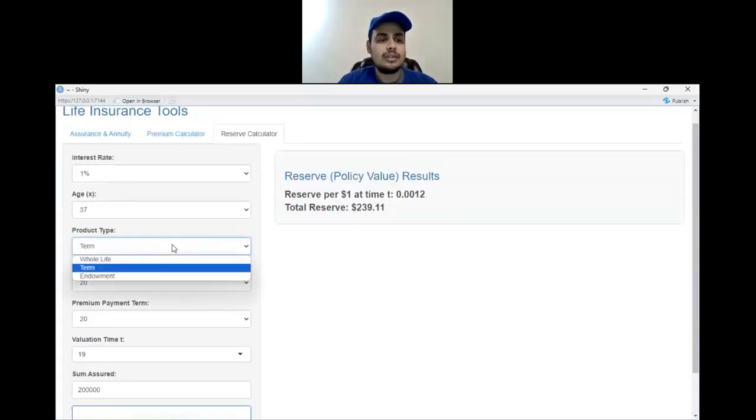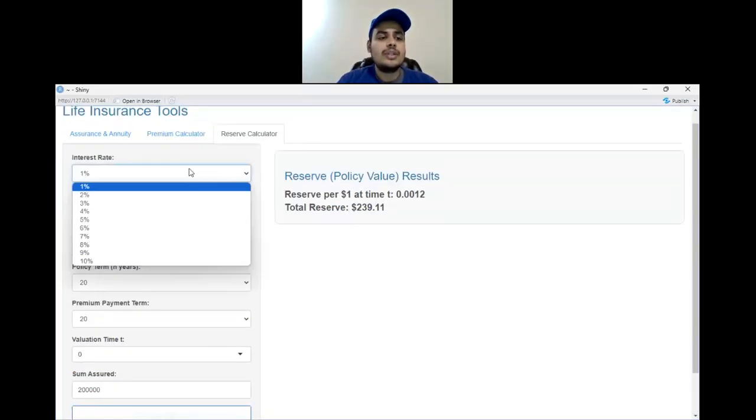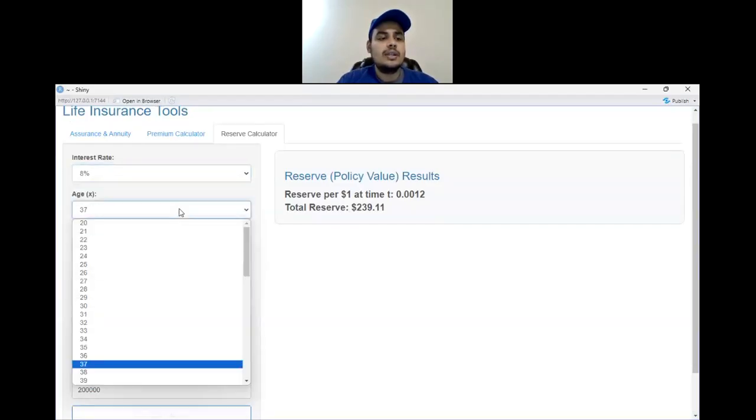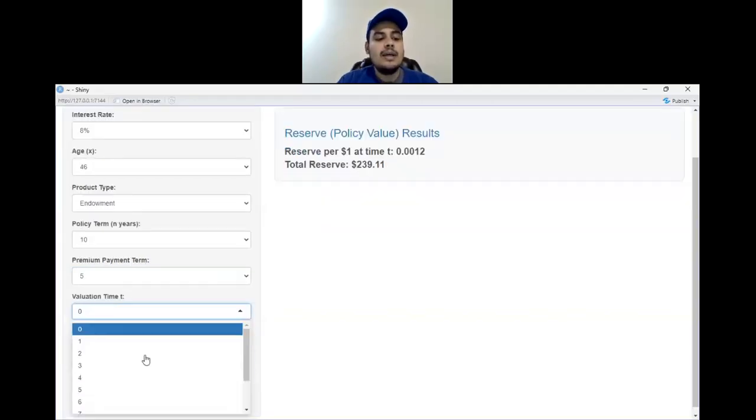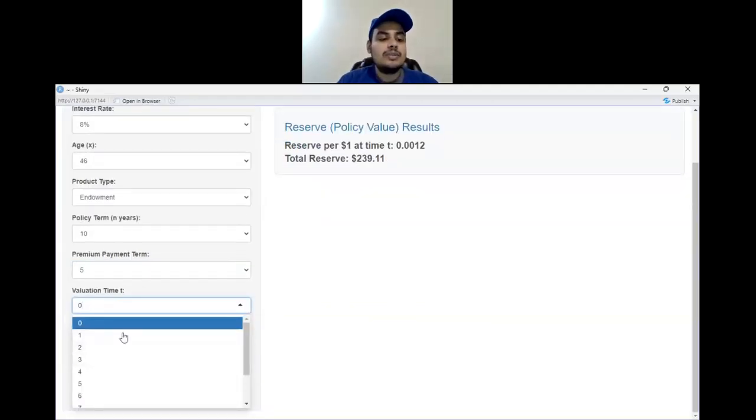Now we can choose a different option, the endowment. We can choose the interest rate to be 8%, and we can choose a different age of 46 years. We can choose the policy term to be 10 years. The premium payment term can be changed to 5 years, and the valuation time depends upon the policy term, so it ranges from 0 to 10. So we can also exceed the premium payment term. Let us set it to 6.